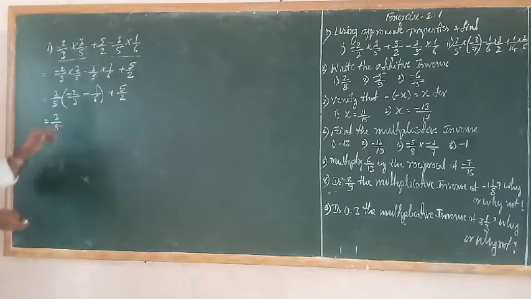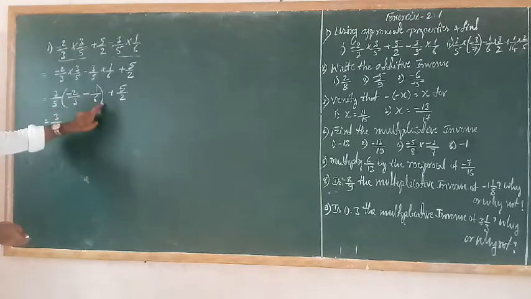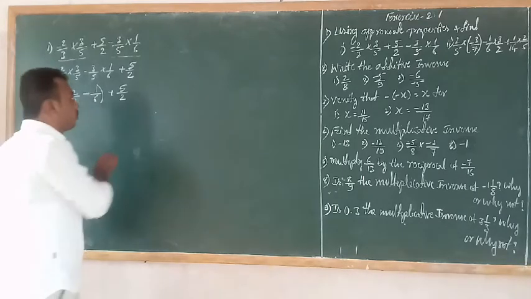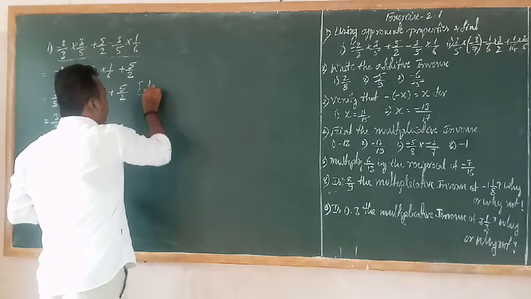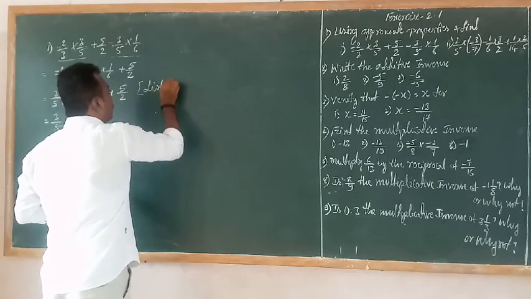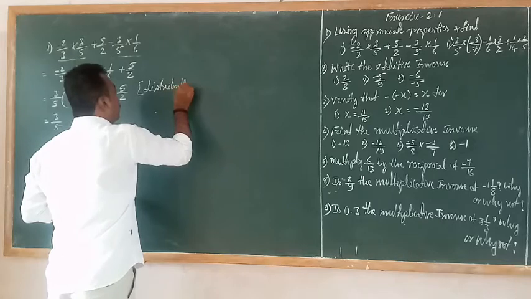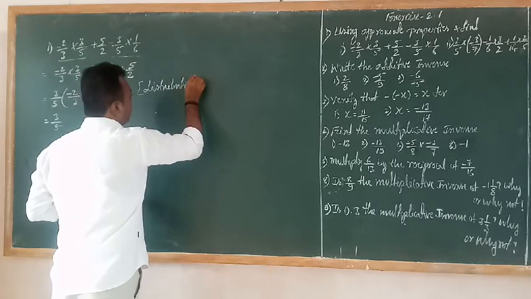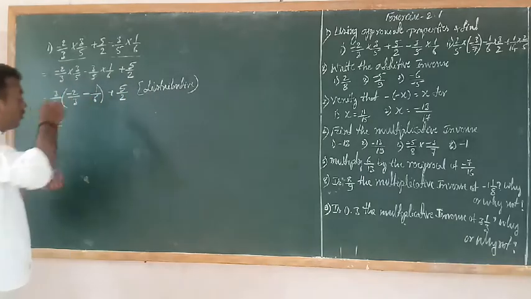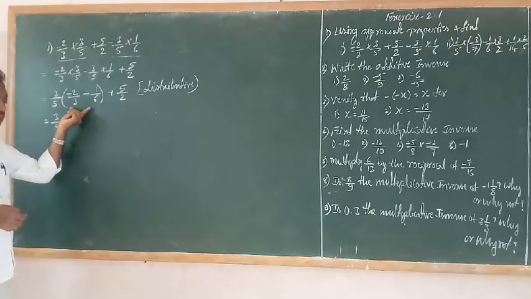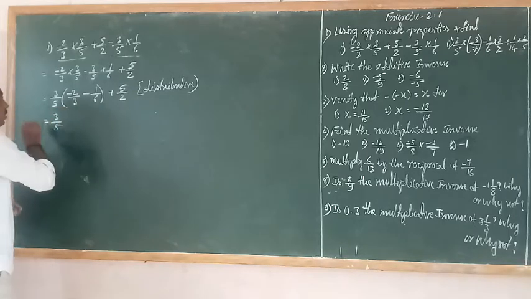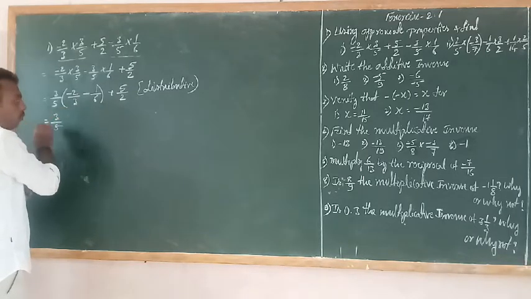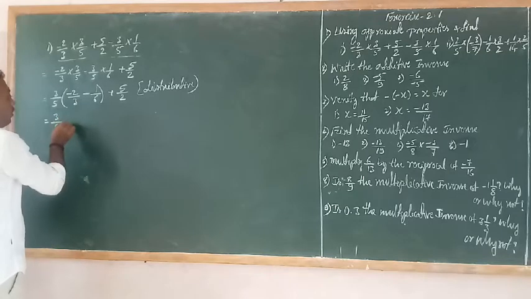So which property is this? Correct, distributive property. Distributive property over subtraction. Got it? So that's why I will use the distributive property, and I will find the answer.